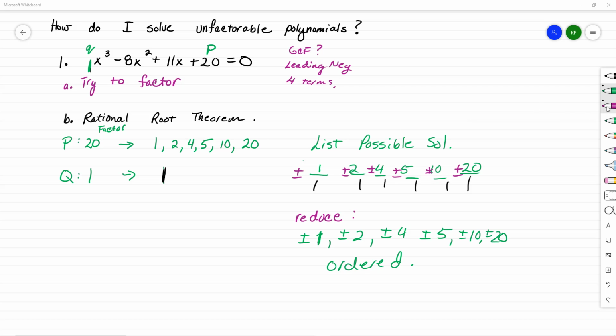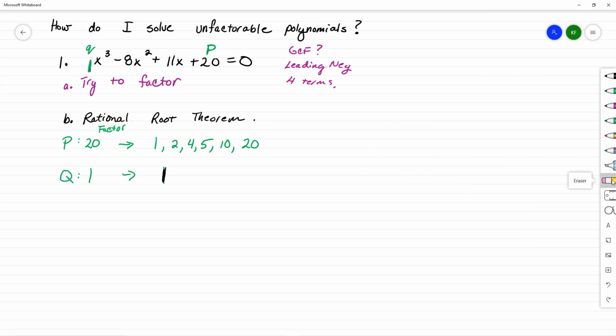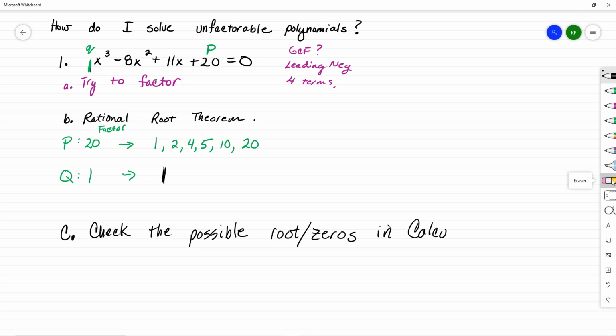All right, so this is the third step. I'm going to erase this work over here of those possible roots, and we're going to work on the third step. The third step is now check the possible roots or zeros in your calculator. So what are you trying to find? You're trying to find when you plug in P over Q into your calculator, do you get 0? That's to remind you what you're looking for.